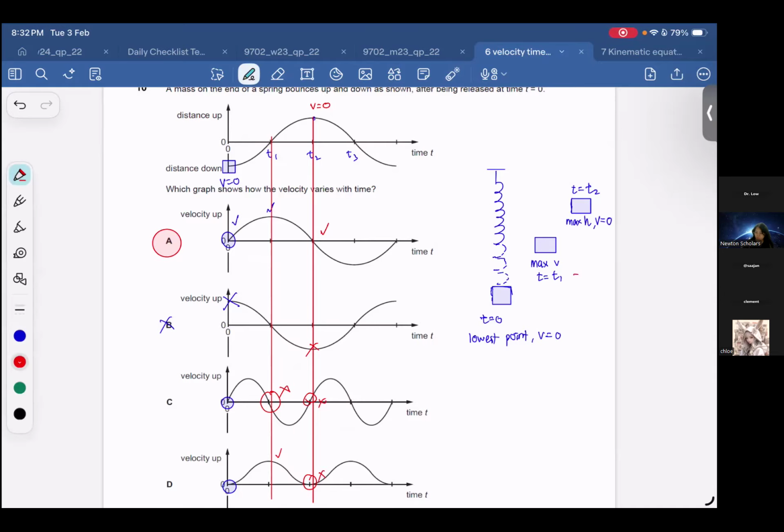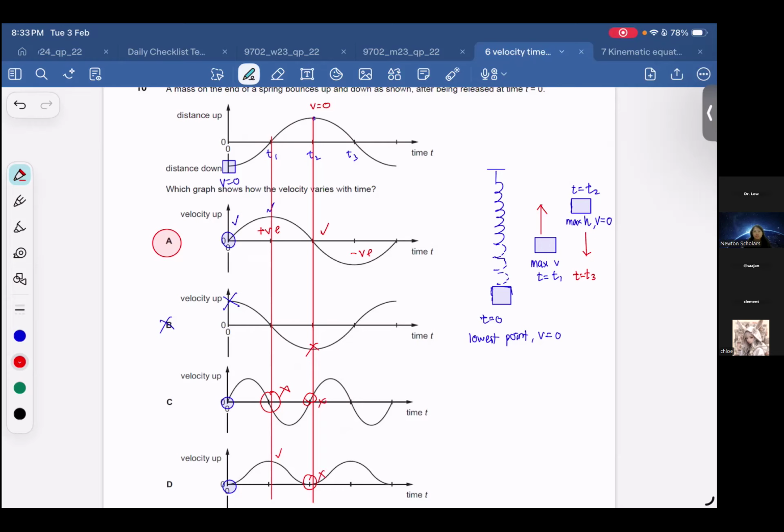It is going back here, T equals T3. But just now we were going up in this direction. Now it's going down in this direction, the opposite direction. Therefore, it is in the negative region. Here is the positive region. Opposite direction. Maximum speed, then opposite direction.